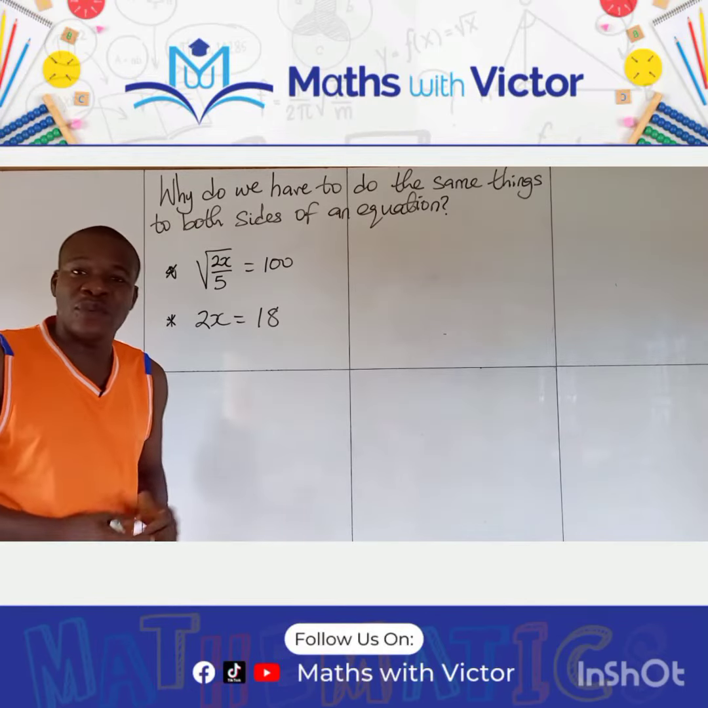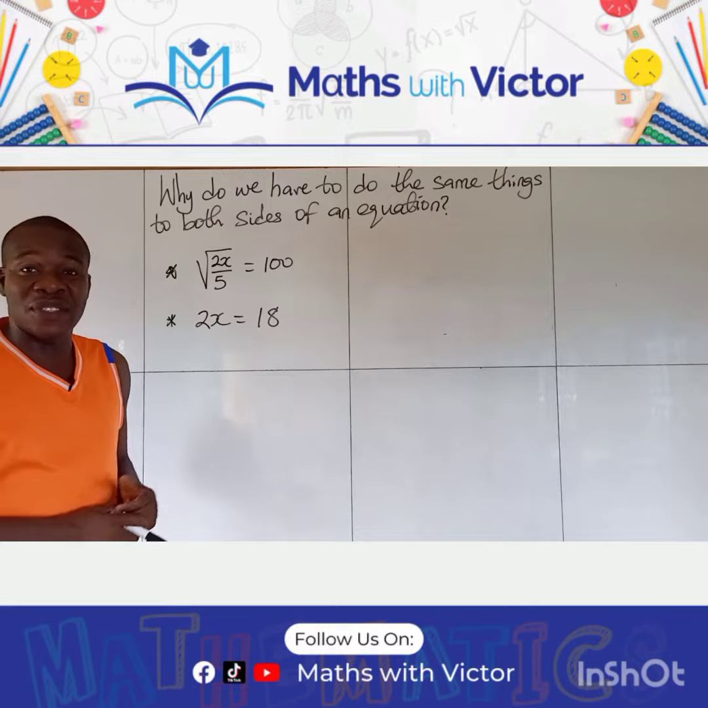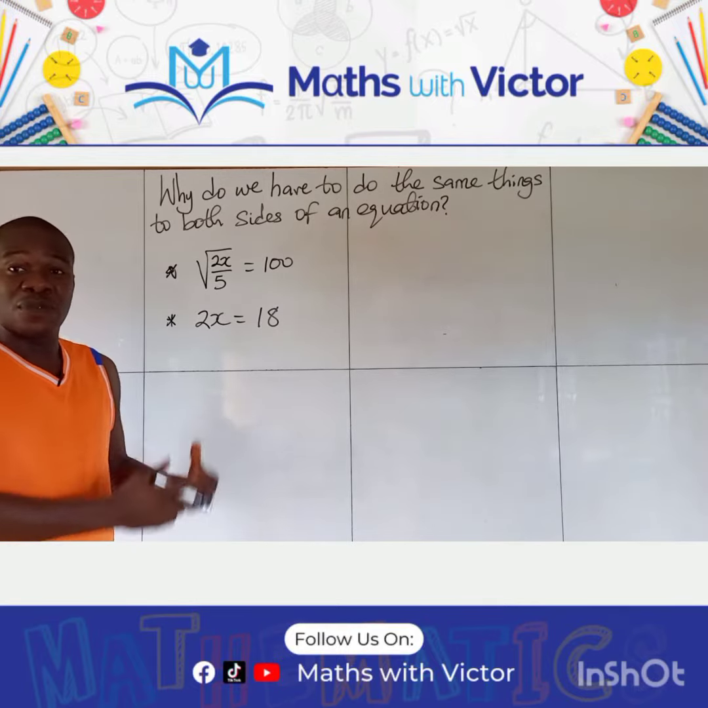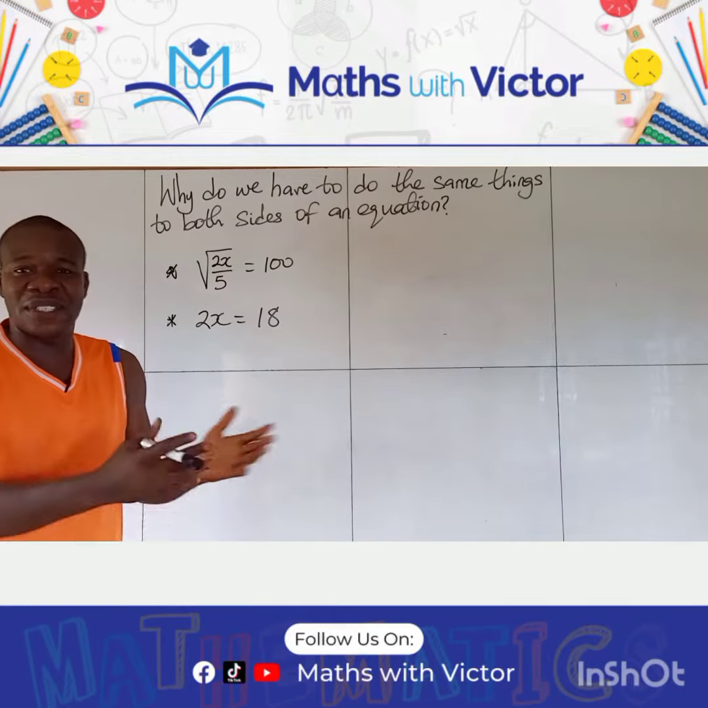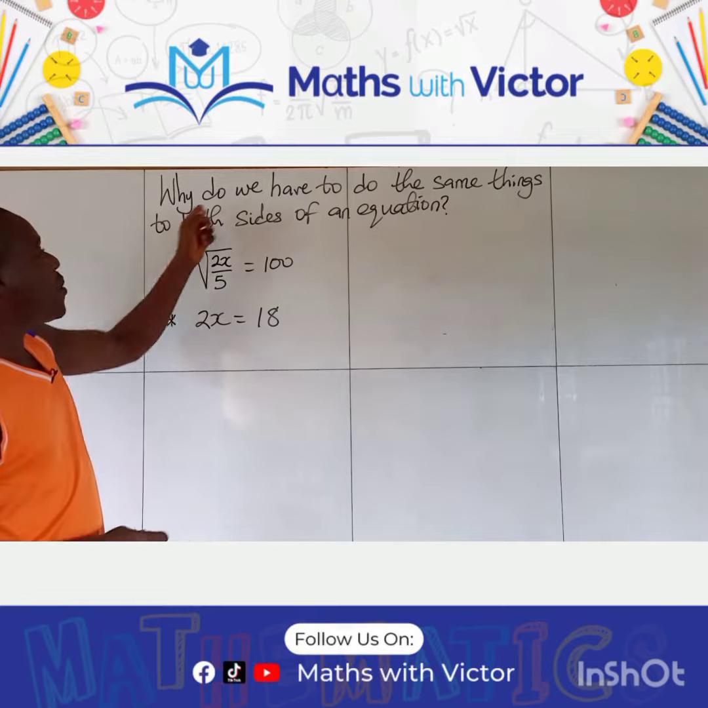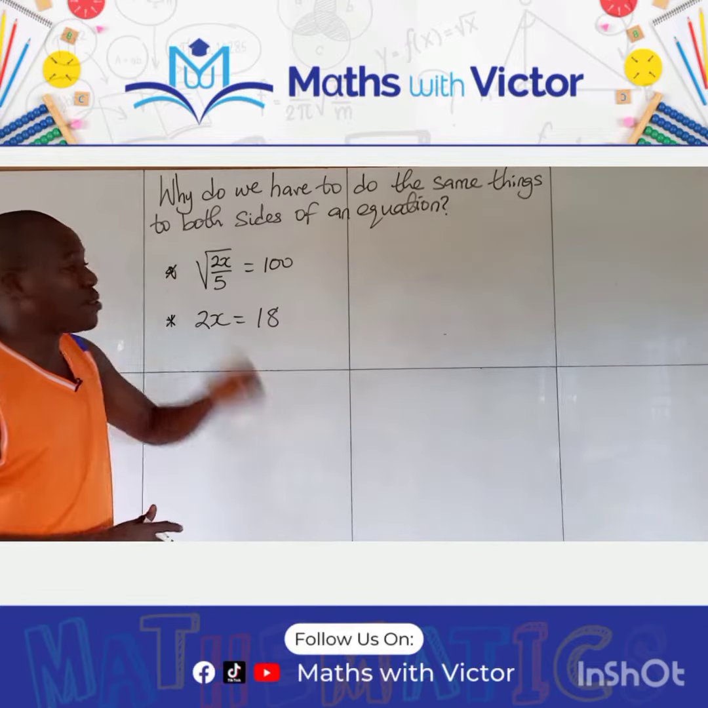Have you noticed that when you are solving an equation and you have to introduce something to the equation at one side of the equation, you must do the same thing to the other side of the equation? Have you asked yourself why? Let's talk about it. Why do we have to do the same things to both sides of an equation?